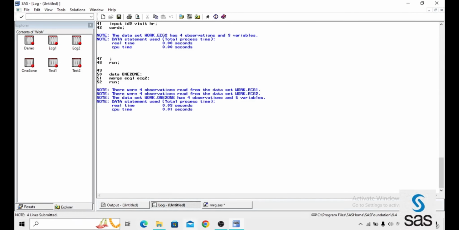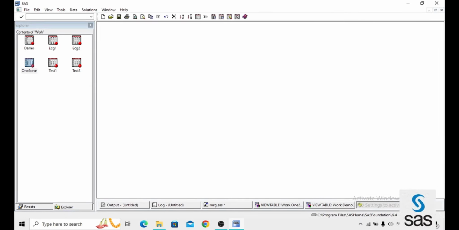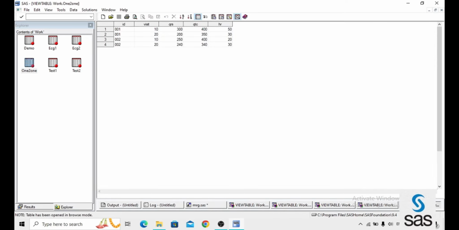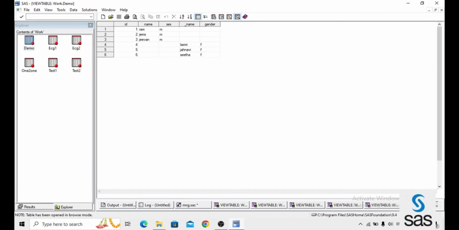Okay, merging is successful and we are opening one_to_one. Observe here, what is the difference between demo and one_to_one? In demo there is no common observation in the common variable ID, but in one_to_one there is a common observation. That's why for these common observations, QTC, HR, QRS are added, and visit also has common observations here. Observe here. In the demo, there is one common variable ID, but there is no common observation.